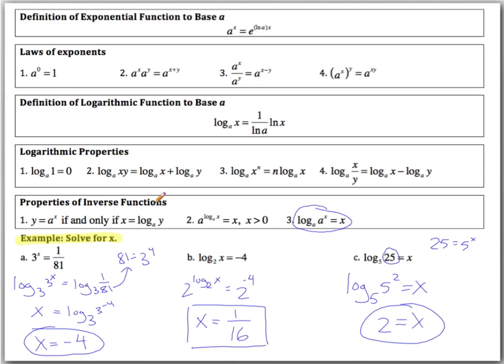Okay, so that's how you use some of the properties of logarithms to help solve equations. Well, let's move on.